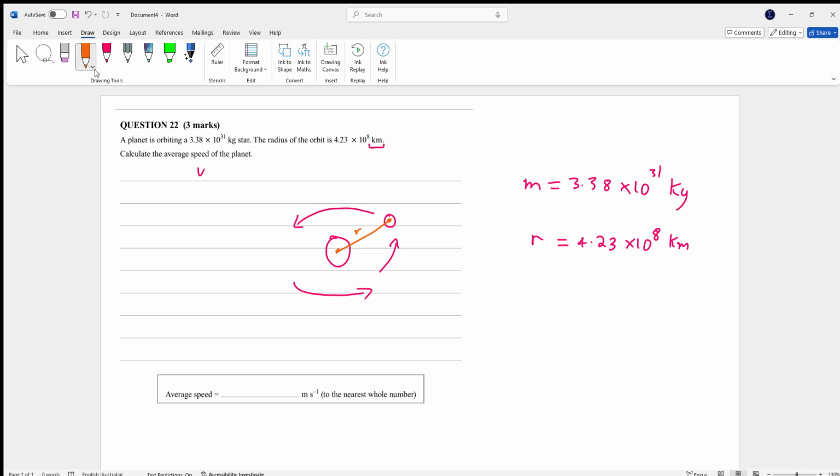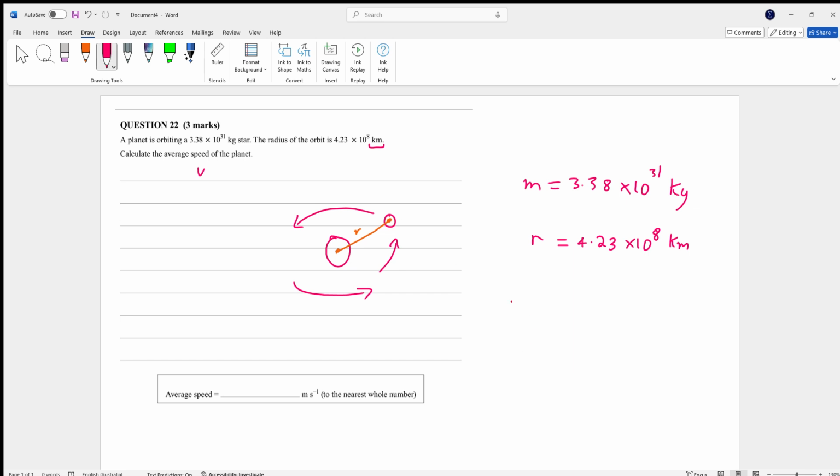Now what we can do in this situation here is we can assume two things. Even though the orbital path usually is elliptical, in physics we can assume it as a circular path, which means we could use circular motion here if we do want to.